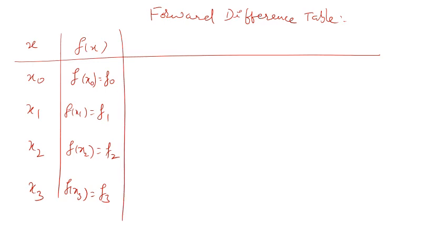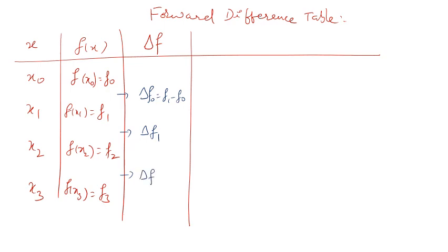Now what is the first difference? First forward difference, first order forward difference, delta f. What is delta f? Simply f of x plus h minus f of x. So in between these two you write this is delta f naught. What is delta f naught? f1 minus f naught. Similarly, this value is delta f1, f2 minus f1. This value is delta f2, f3 minus f2.